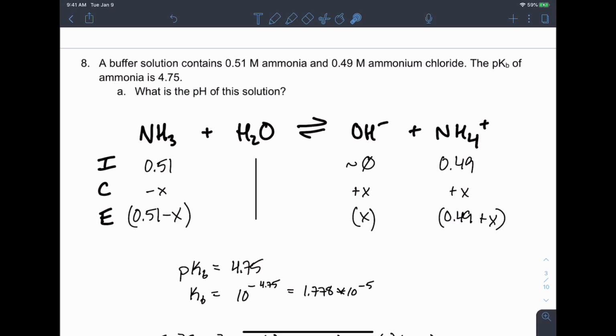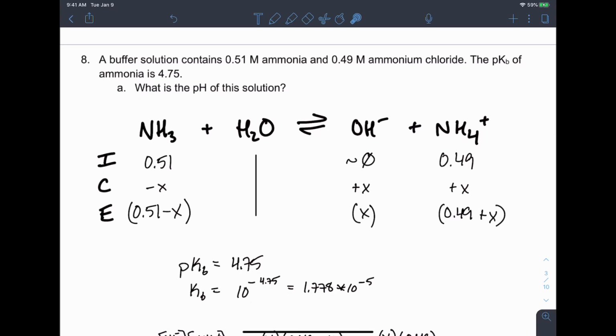And then we're going to assume that this reaction is running in the forward direction, so we have a minus x, a plus x, and a plus x for our change line. And then equilibrium is just going to be the sum of those first two lines, so we have 0.51 minus x, x, and 0.49 plus x.